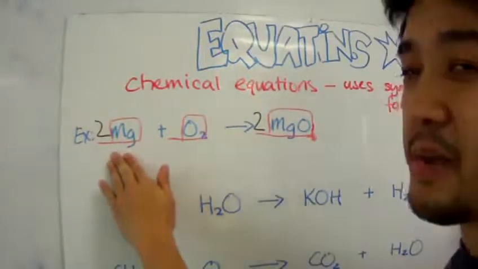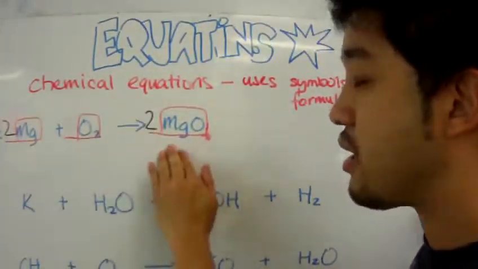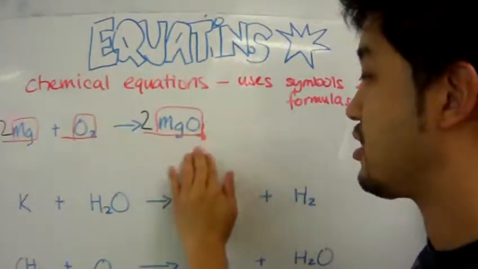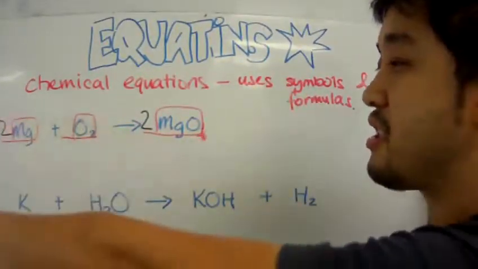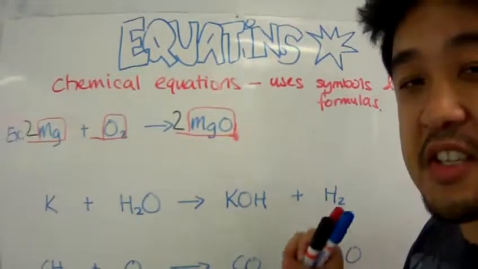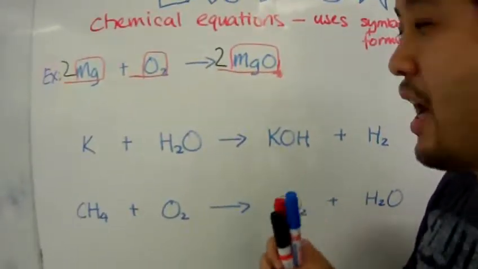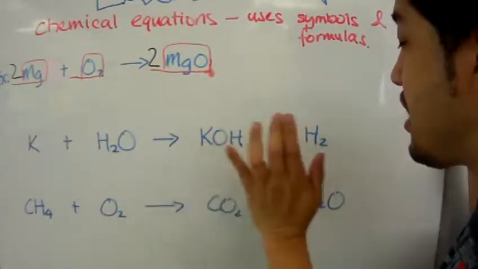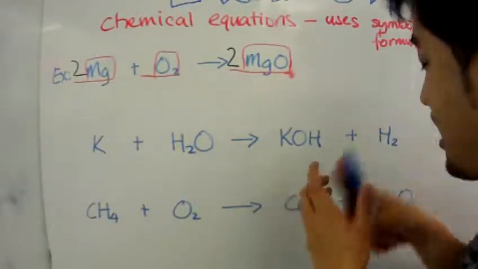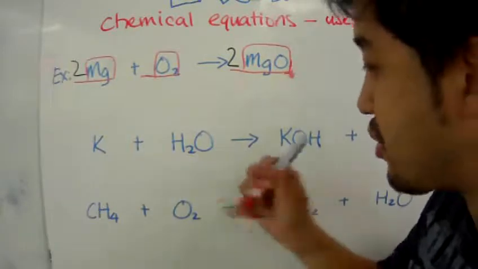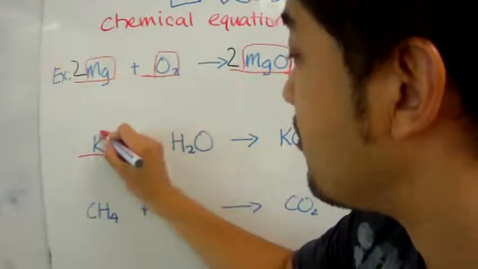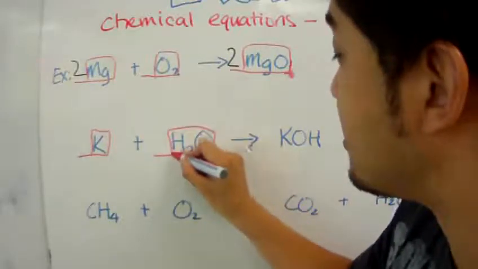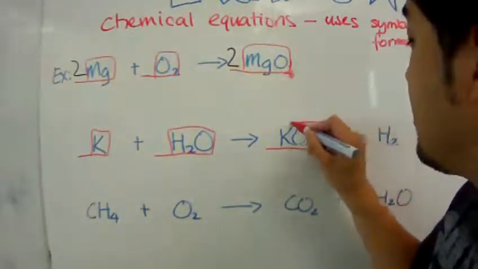So I have 2 magnesium atoms here, 2 magnesium ions here, 2 oxygens here, and 2 oxygens here. This is a balanced equation. Next example. I have potassium reacting with water to give potassium hydroxide and hydrogen. Balance the equation. Boom. Write a box around it so that you don't manipulate anything that's inside the box.